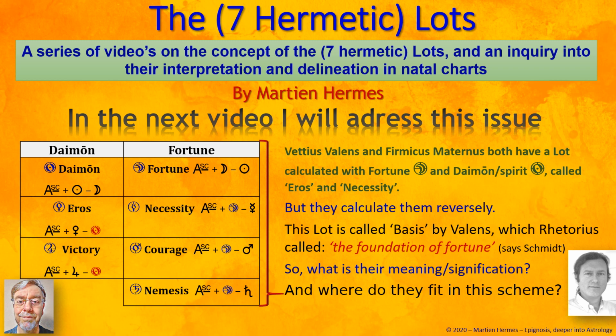So that's a problem, and this lot is called basis by Valens, which Rhetorius called the foundation of fortune, which is a very interesting remark. So the question in this next video will be, what is their meaning and signification, and where do they fit in this scheme? And for this particular issue, Schmidt explicitly uses the way he used the formula and the symbolization of them, as I just explained in this rectification.